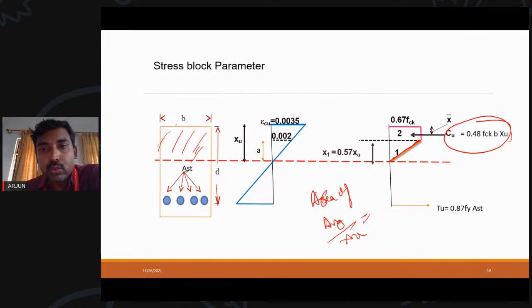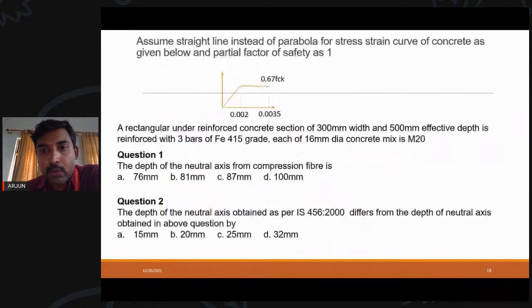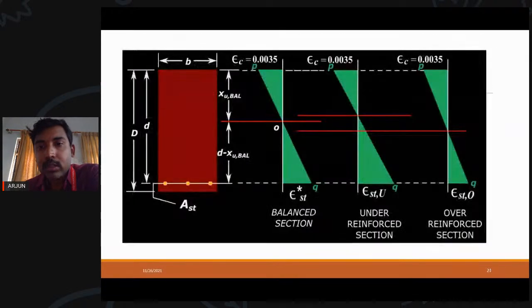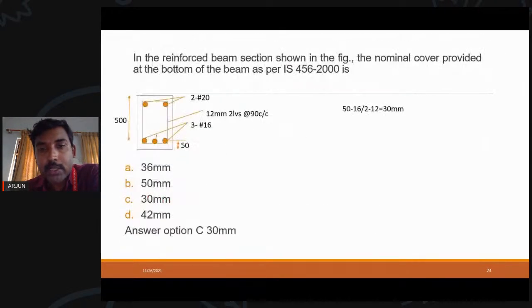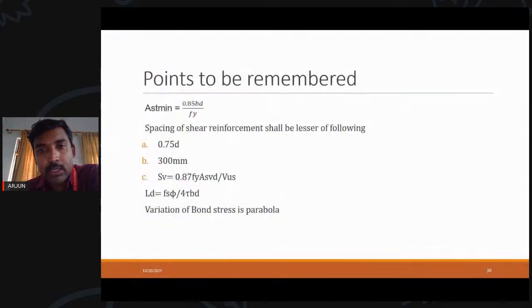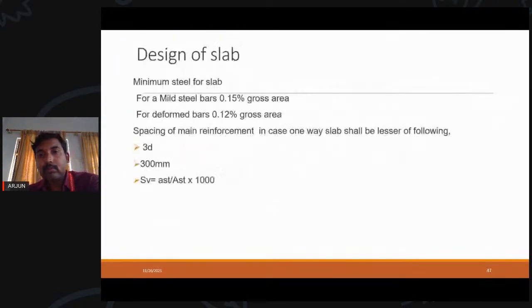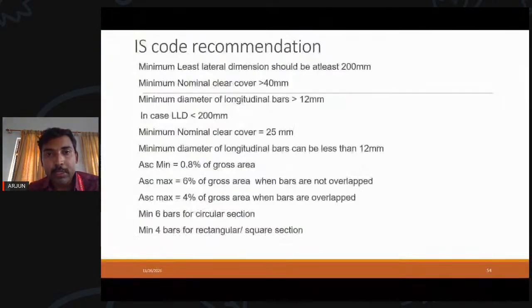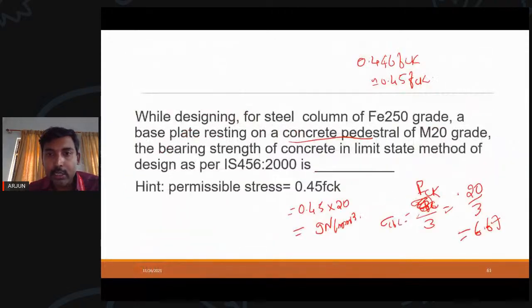As far as possible, I have covered all the aspects which have been asked in the previous examinations. All the best to all the GATE aspirants.